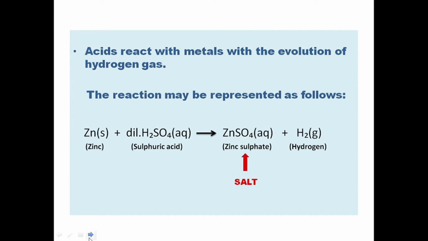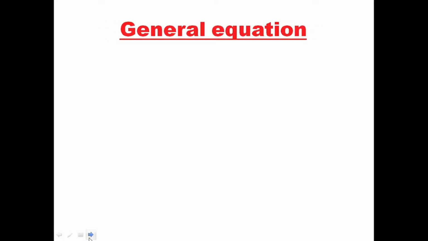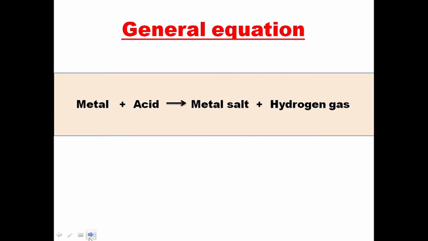Now we will write its general equation, where we see that a metal reacts with an acid and it forms a metal salt and hydrogen gas. This is the general equation for this experiment and it is very important to remember.